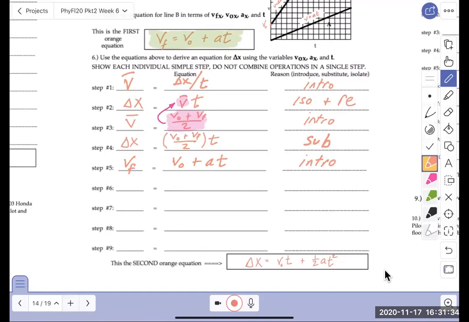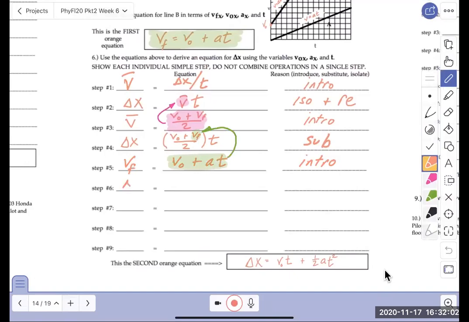Okay, so that's intro, and then it's already isolated. That made it nice. So once again, and by the way, this derivation probably won't be on the test, obviously, Thursday, but it'll be on the test after Thanksgiving. So now we're gonna substitute this in for V final there. Right there. And now I can rewrite it.